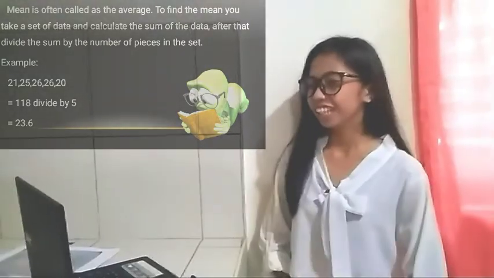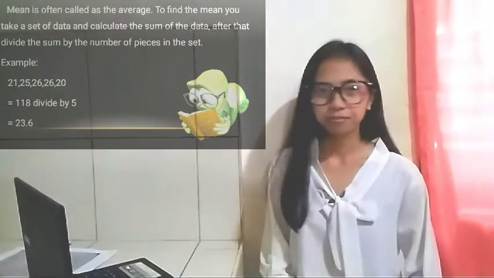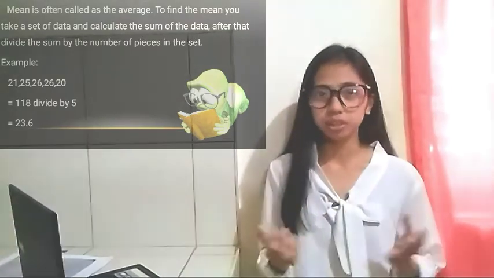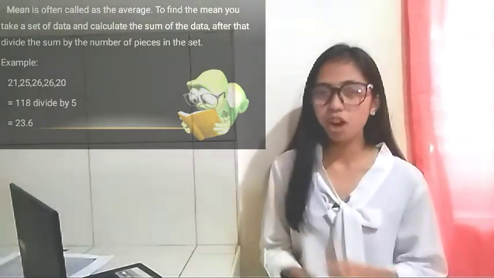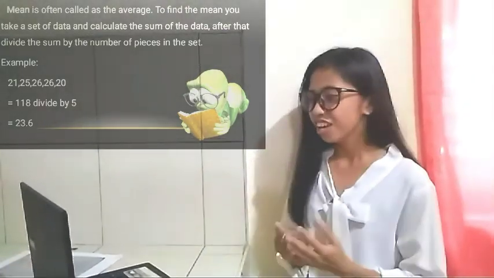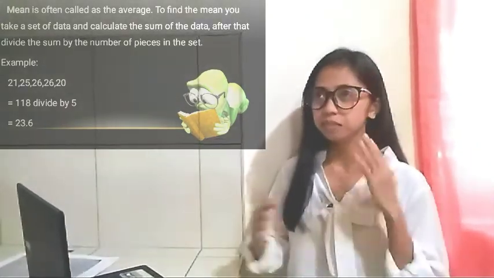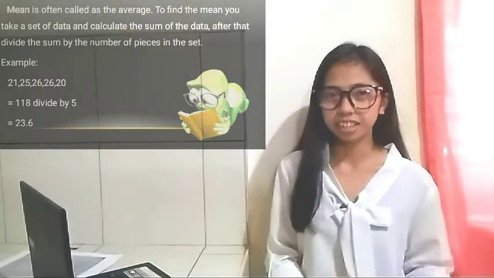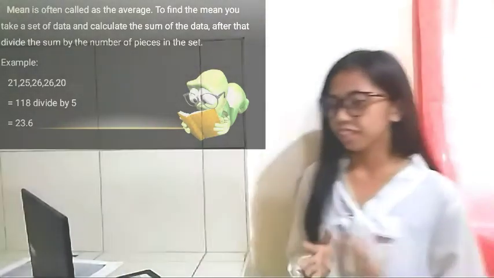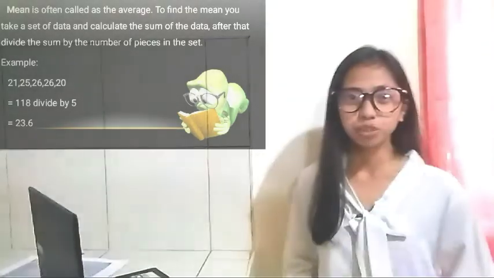Okay, Miss Ashley, kindly read what is mean and give your idea about what you have read. Thank you, Miss Ashley. So mean is the average of the whole data set. In order to get the mean, you need to find the sum of the whole data set. So you add the data and then divide it by the number of pieces in the data set. I have here an example of a data set: 21, 25, 26, 26, and 20.